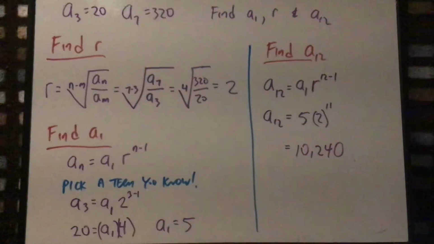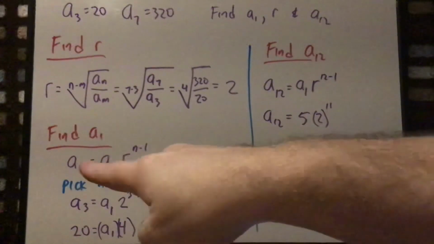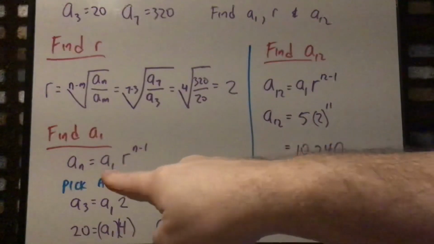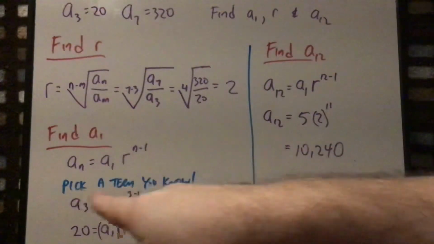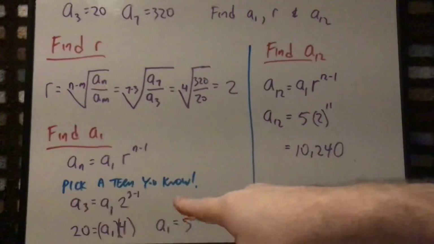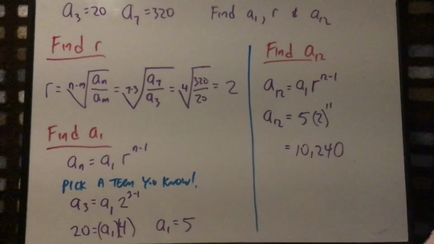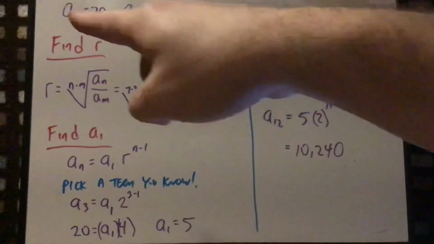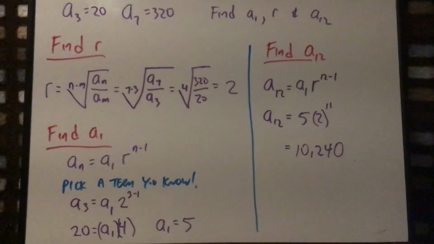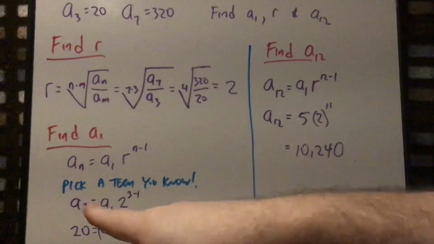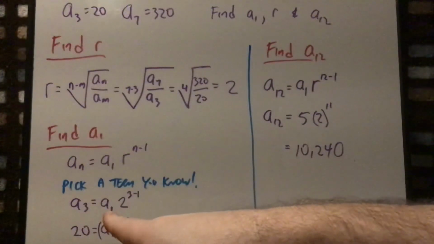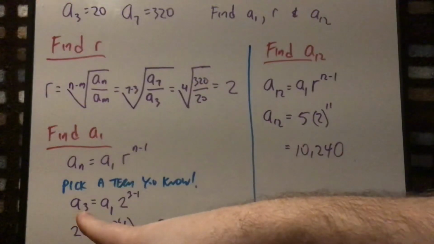I also need the first term. So just like in the previous video with the arithmetic sequence, I had mentioned, well, if you use the formula, you can always find the first term because you can put in a term you already know. So I put here, pick a term you already know. You can pick either the third or the seventh. I'm just going with the third because it's a little smaller.